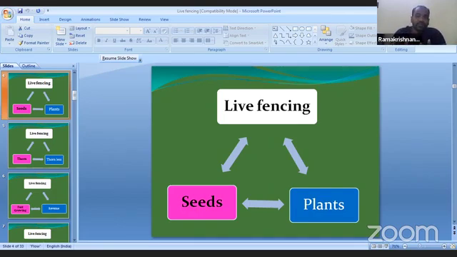Now, live fencing. How can we select? We go for plants or seeds. Most of the time, seeds are better. Why? Because direct sowing is possible. Second thing, when we go for plants, we are purchasing and carrying from one place to another place. It is difficult and costs more. So when we go for live fencing, go for seeds.